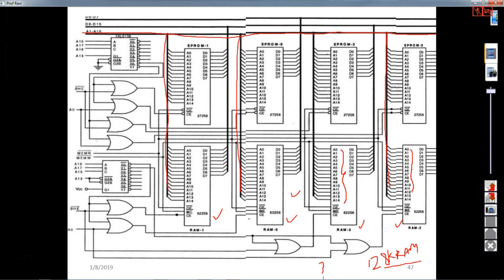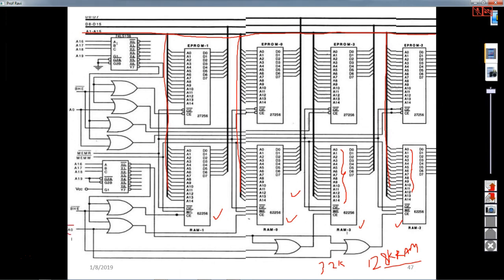You have memory ICs of 32K, and you want to make it to the RAM location of 128K. Then 4 chips have to be used. So 4 chips you are using. Here 32K means A1 to A15 is what you are going to use.